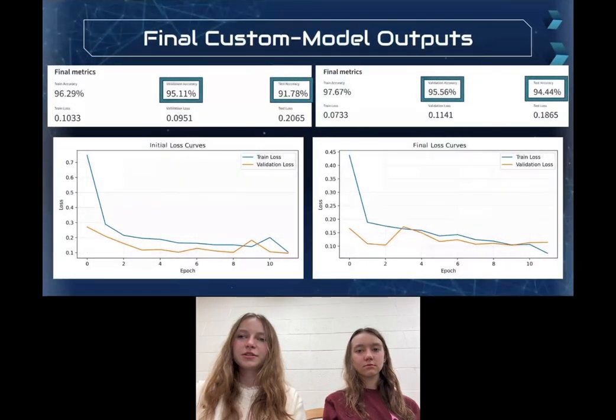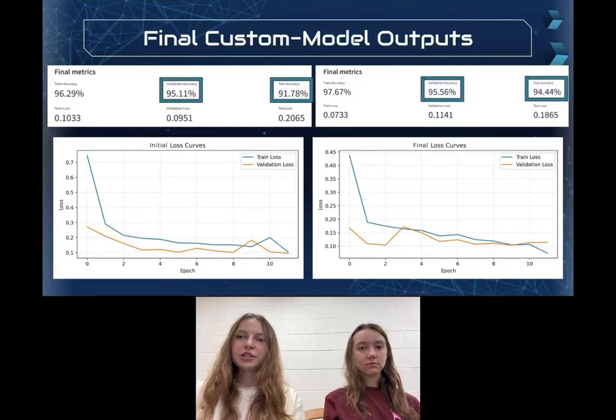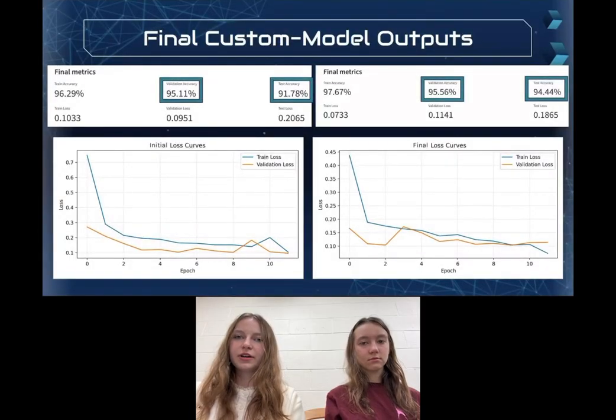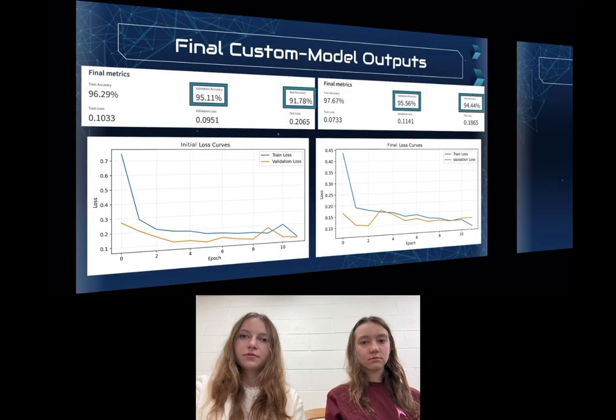One being test accuracy going from 91.78% to 94.44%, validation accuracy going from 95.11% to 95.56%, and our loss curve graph improved, as both the train and validation loss were consistently at lower values throughout the final loss curves, and also both started at lower values than they did in the initial loss curve graph.